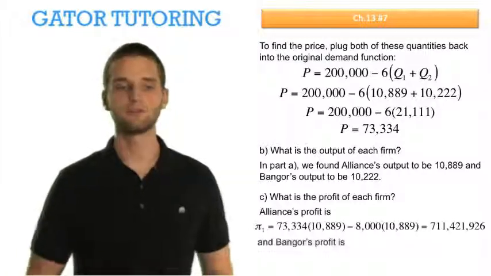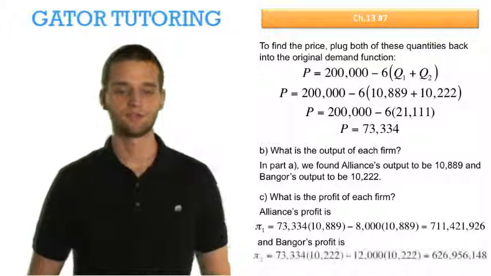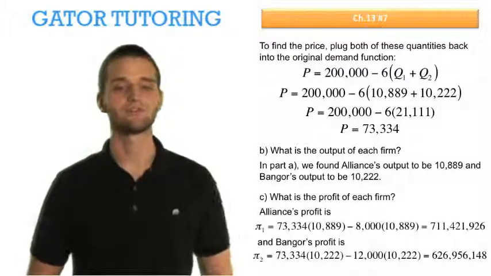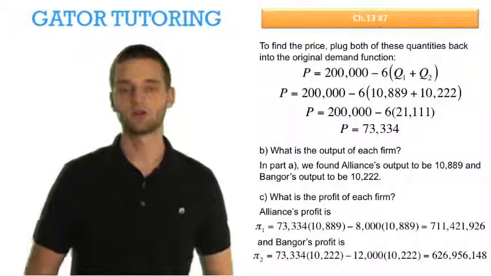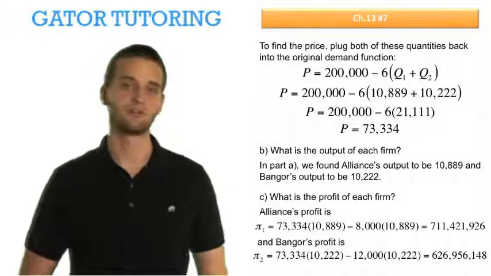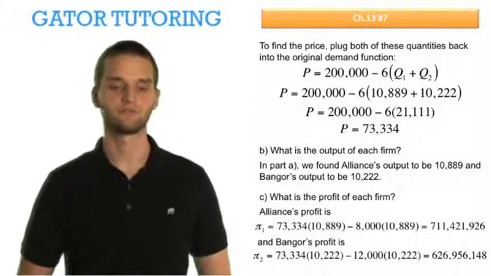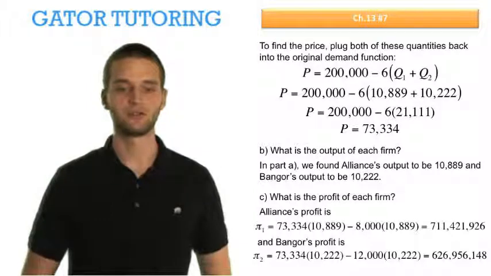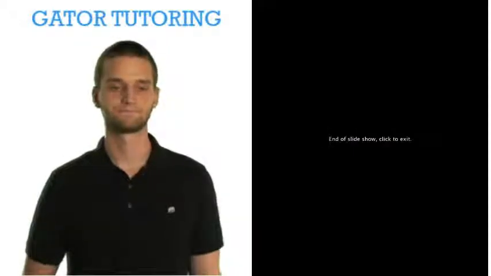And we can do the same thing for Bangor Corporation. The price is the same, but the quantity is different. It's 10,222. And the marginal cost per unit is 12,000 instead of 8,000. But we just plug this into the profit function, and we see that the profit is about 626 million. That's it.